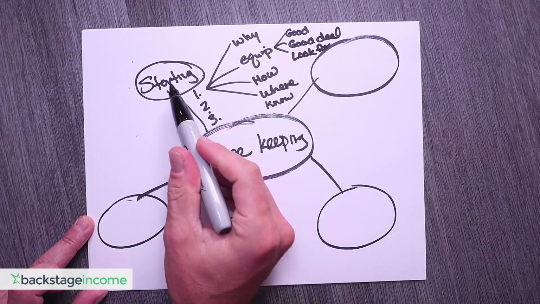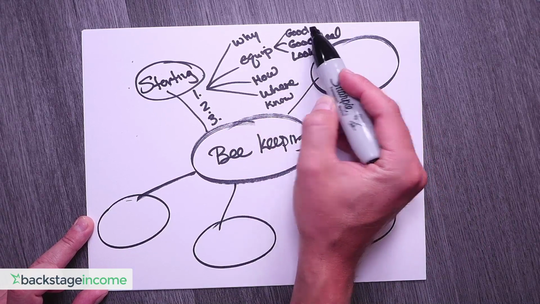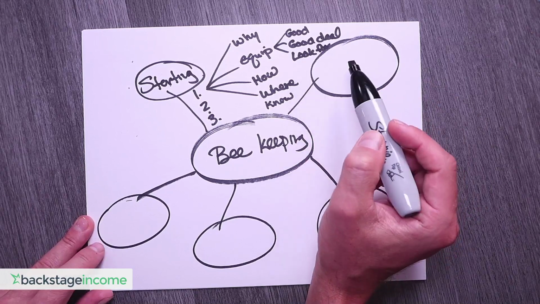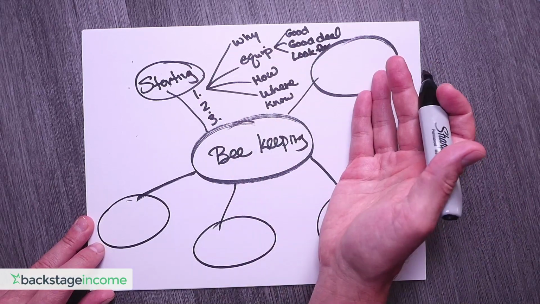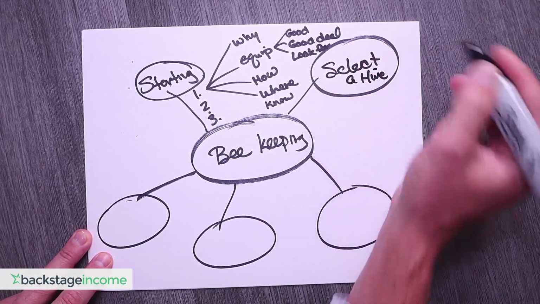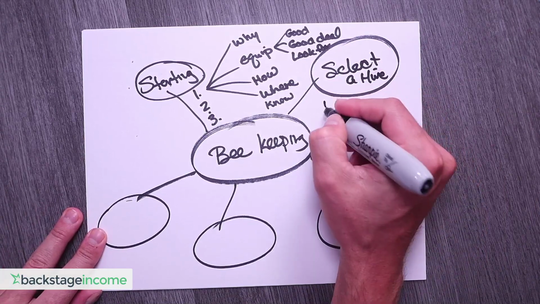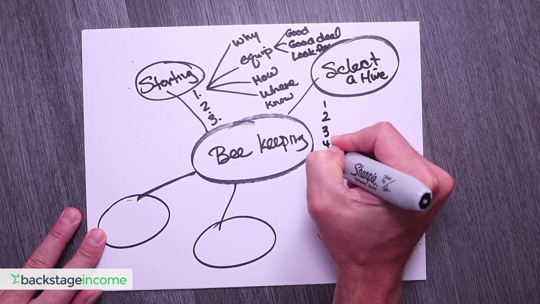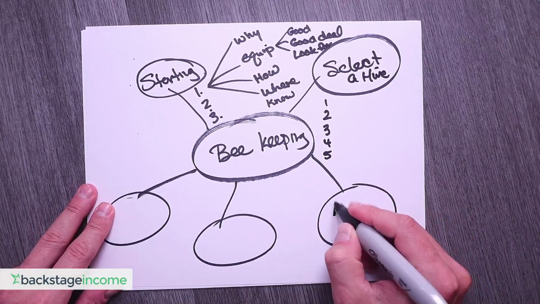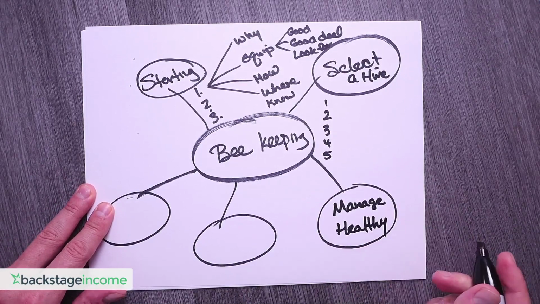So all of a sudden now, in your starting chapter, in your equipment section, you have: how do I get good equipment? How do I get a good deal? What am I looking for? What are the flaws of bad equipment? And so on and so forth. Then you get into the next part. Okay, how do I select a hive? I guess there's different types of hives. Not that I personally know, but there's different types of hives. And then again, 1, 2, 3, 4, 5, and you start the same procedure. And then you go for, let's say, managing, or health, keeping your hive healthy.